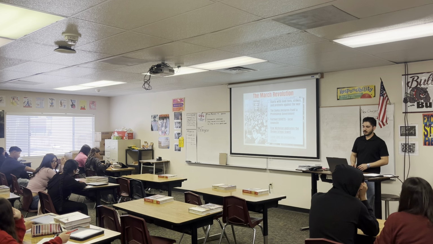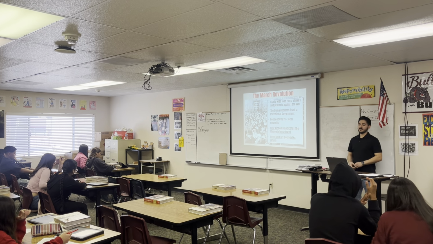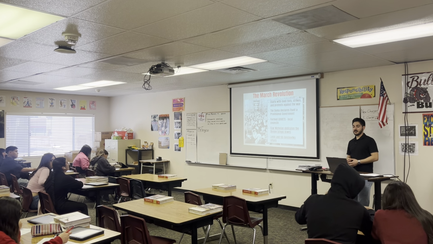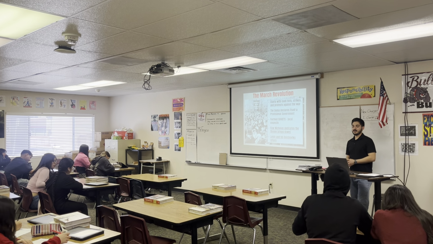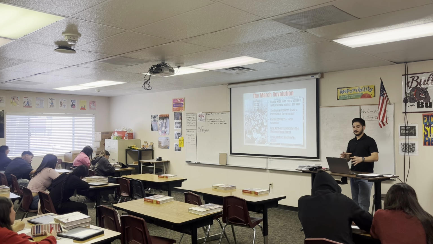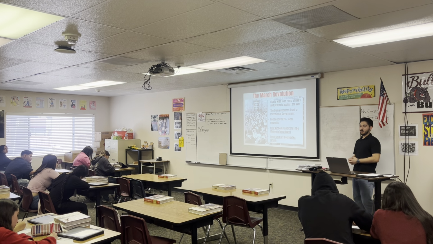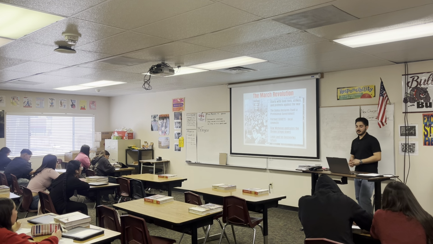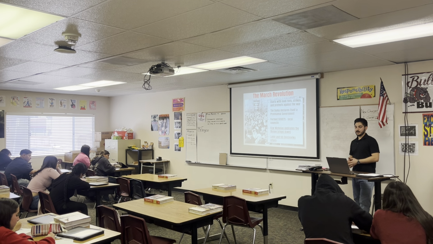And we get the March Revolution. It started with food riots, strikes, and protests against the war. The Duma declared itself a provisional government, meaning a government for the meantime, and formed Soviets, local councils. Tsar Nicholas steps down, and Lenin and his Bolsheviks return.